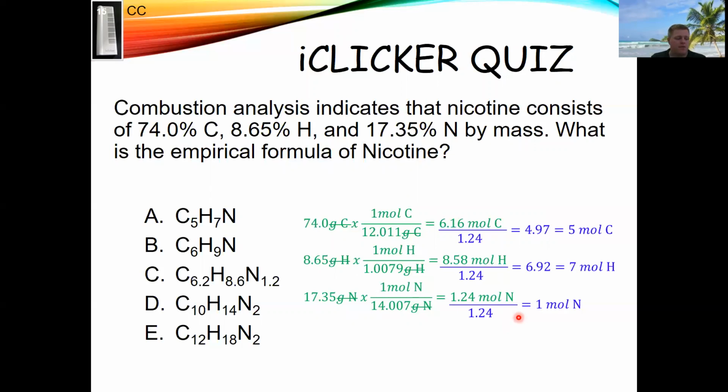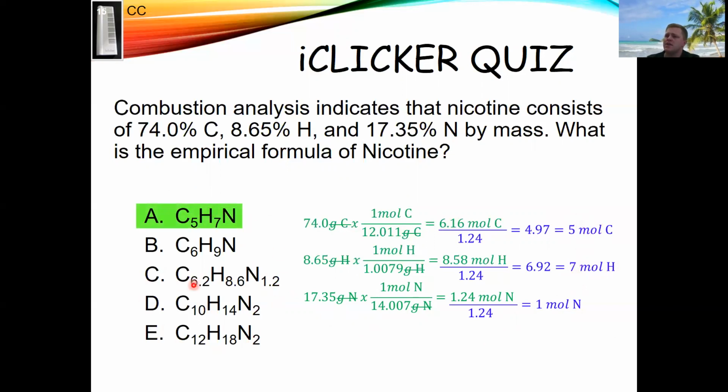But from this problem, you can see that the right answer is going to have 1 nitrogen. So it's not going to be any of these guys. It's going to have 7 hydrogens and 5 carbons. So our correct answer is going to be A up here.